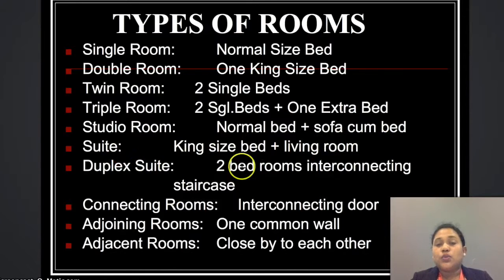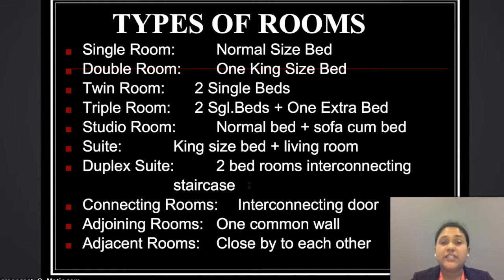A duplex suite has two bedrooms with an interconnecting staircase in the room itself. That means two rooms with two extra facilities as well. Sometimes most hotels have this duplex suite named after their presidents or chairmen. They call it a presidential suite or chairman suite.